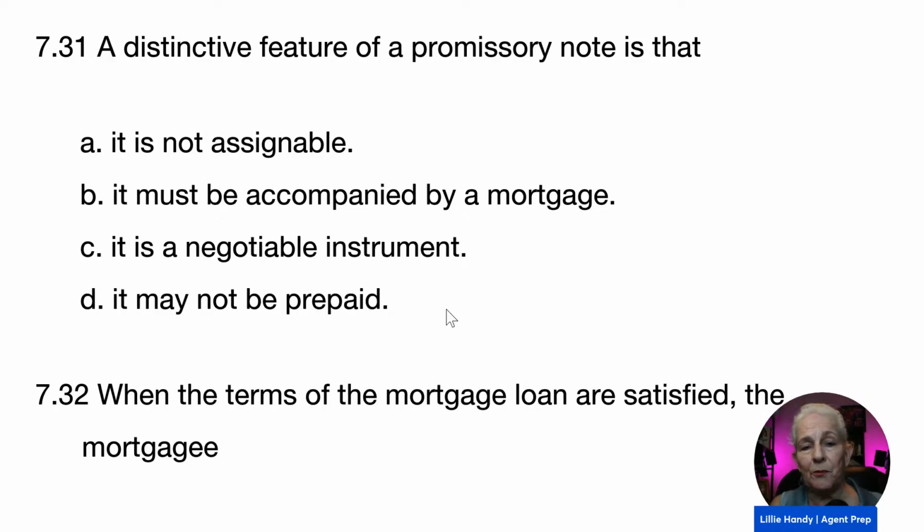D, it may not be prepaid. Some of them can be prepaid. Okay, there may be a penalty from the lender for the prepayment. And not all of them are accompanied by a mortgage. It could be an owner finance, or it could be some other type of note and exchange. The key phrase that made this one wrong is "it must be accompanied by a mortgage."